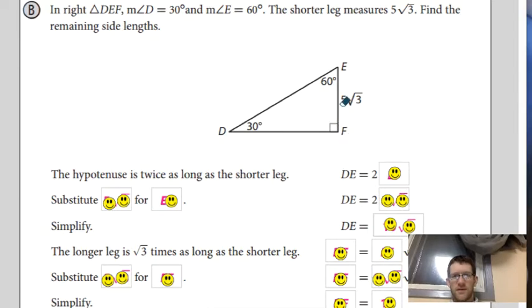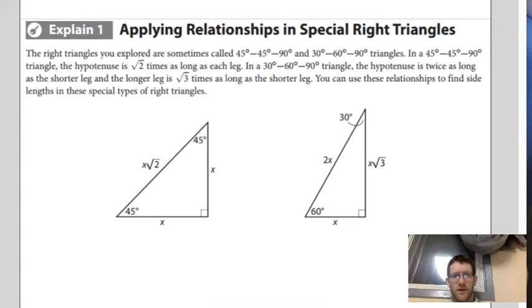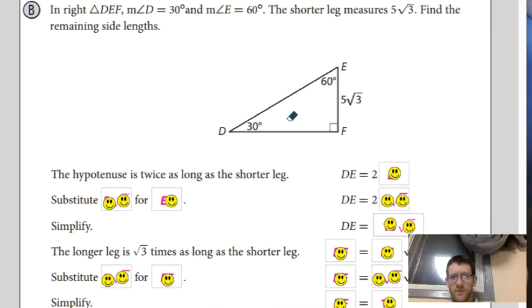The shorter leg here is 5 times the square root of 3. And let's go back here and look at the relationship real quick. This short side we're going to call x. That means the long leg is going to be x times the square root of 3, and the hypotenuse is twice that. So we need to figure out both these side lengths. Well, the easy one is going to be DF. It's simply twice EF. And so what is 2 times 5 times the square root of 3? Well, that's 10 square root of 3.